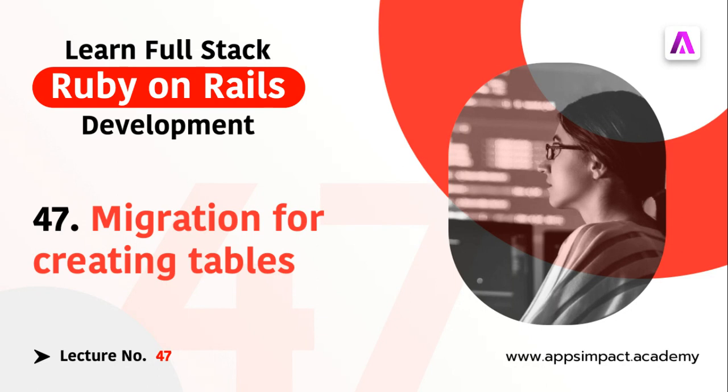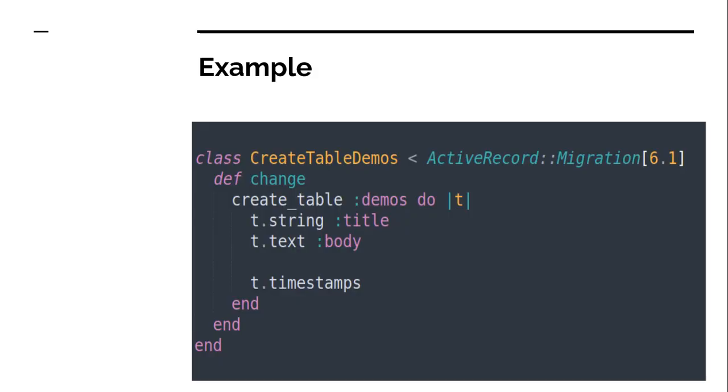In this lecture, we're going to discuss the migration for creating a table. This is a very simple migration where you can write a change method to create a new table in your database. And this is what a migration for creating a table looks like. You can create a migration, and in the change method you can call create_table and pass the table name to it and add attributes for the table.